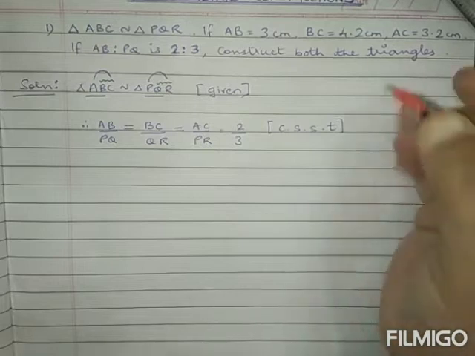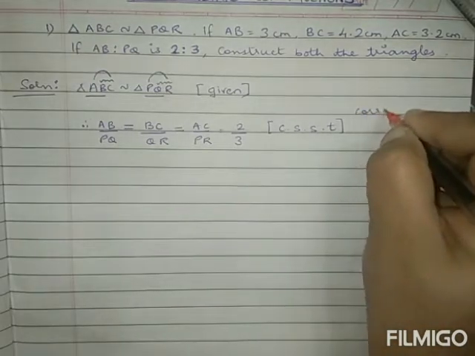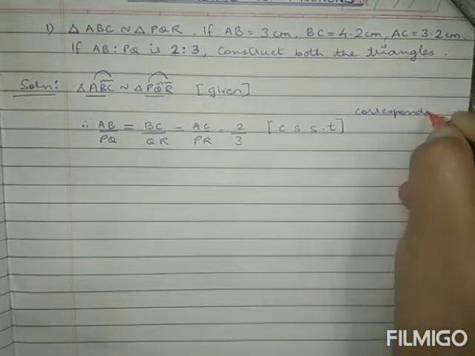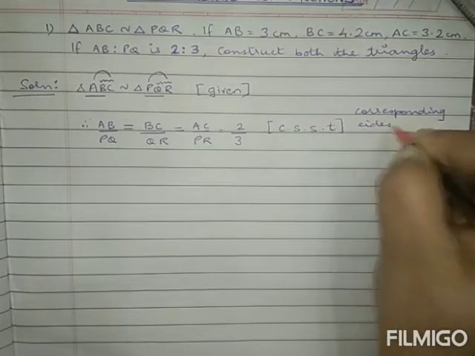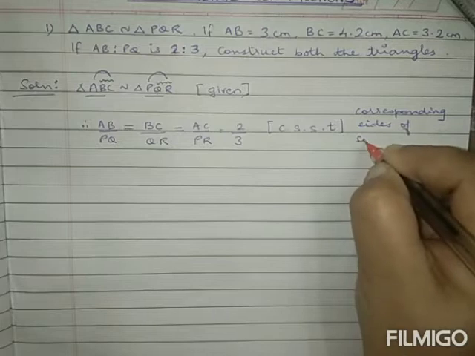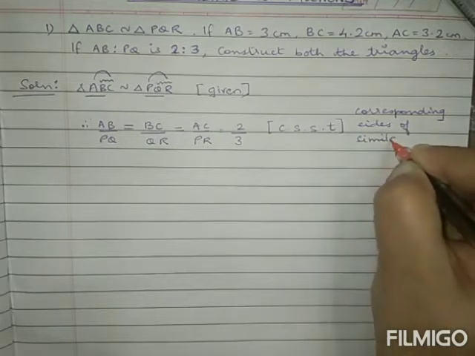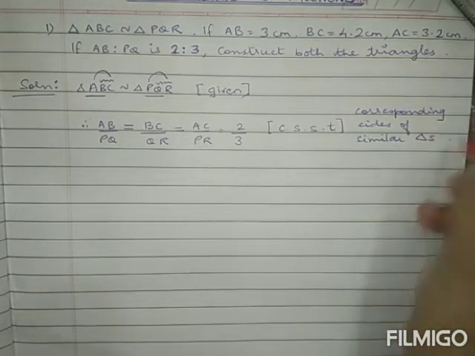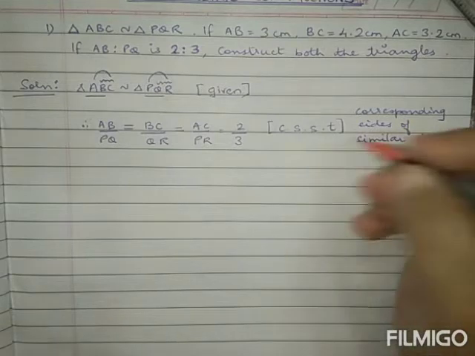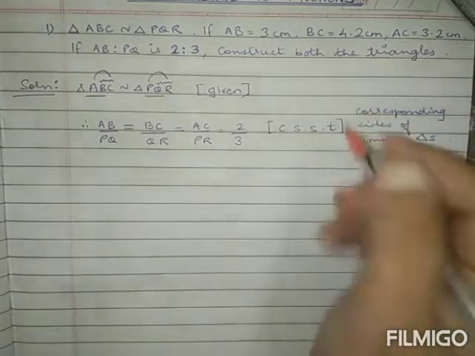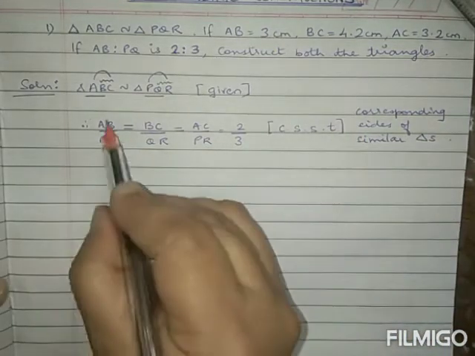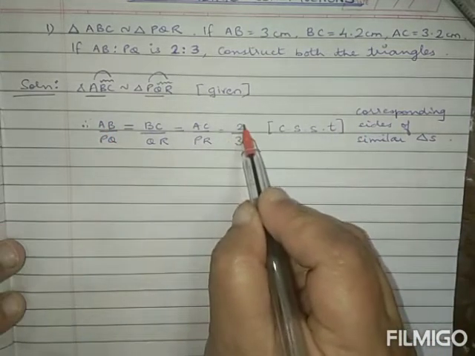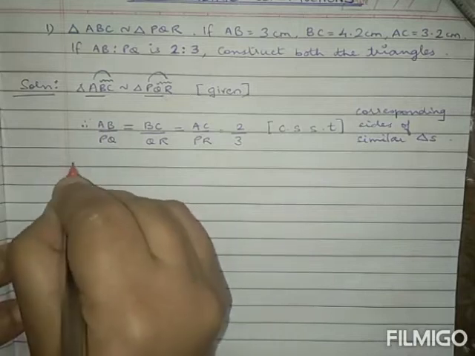Whenever we write this property, we are going to write the reason, CSST. It means corresponding sides of similar triangles. Okay, CSST. Now because this property is known to us, we are going to take individual ratio at a time.